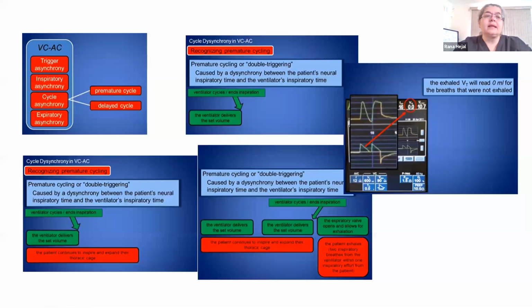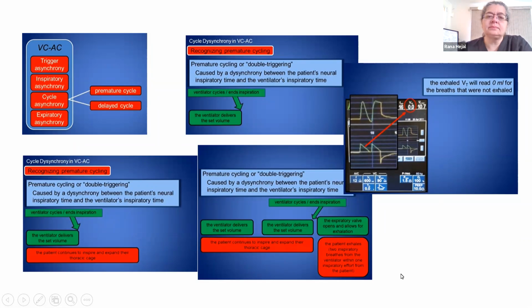Cycle asynchrony. Cycle asynchrony occurs, and this is actually perhaps, in my mind, a more dangerous way of having somebody breathe. If you ignore all the writing, look at this graph over here. You are often called in to see a patient with this. This is pressure, this is flow. On the pressure, you see two breaths, and on the flow, you see two inspirations and then an expiration.